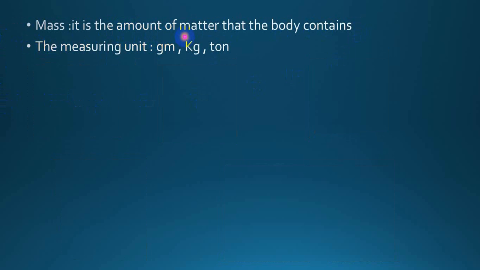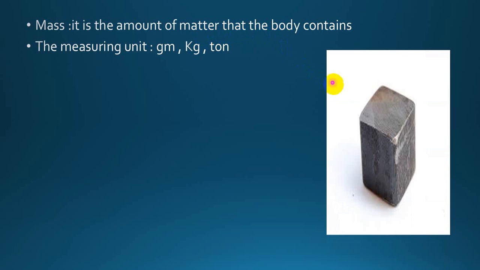The measuring unit of mass is gram, kilogram, and ton. Let's have an example. Here I have an iron cube. If I want to find the mass of it, it means that I want to know the amount of matter in it, how much iron is inside it. In this case, we know the mass.